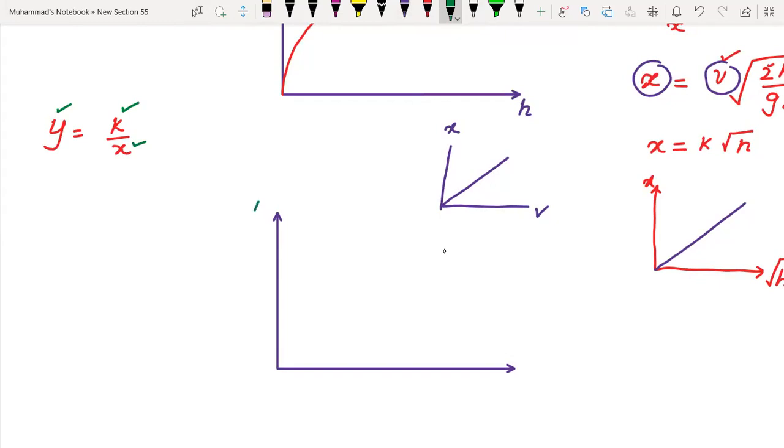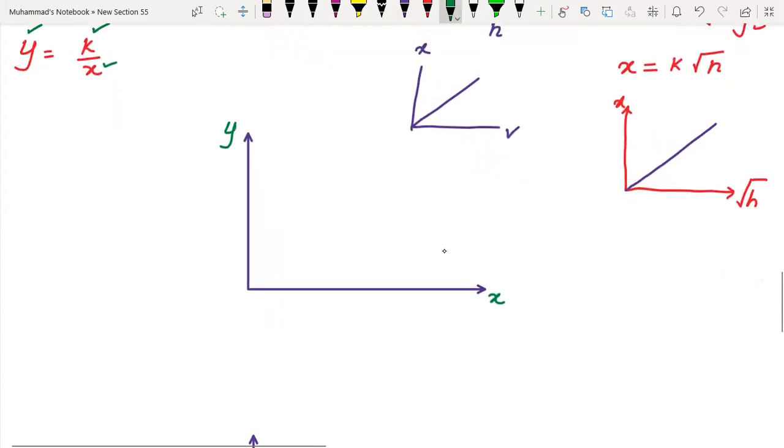So if you plot y on the y-axis versus x, will it be a straight line? The answer is no, because this is not in this form. Y is not proportional to x, but y is inversely proportional to x.